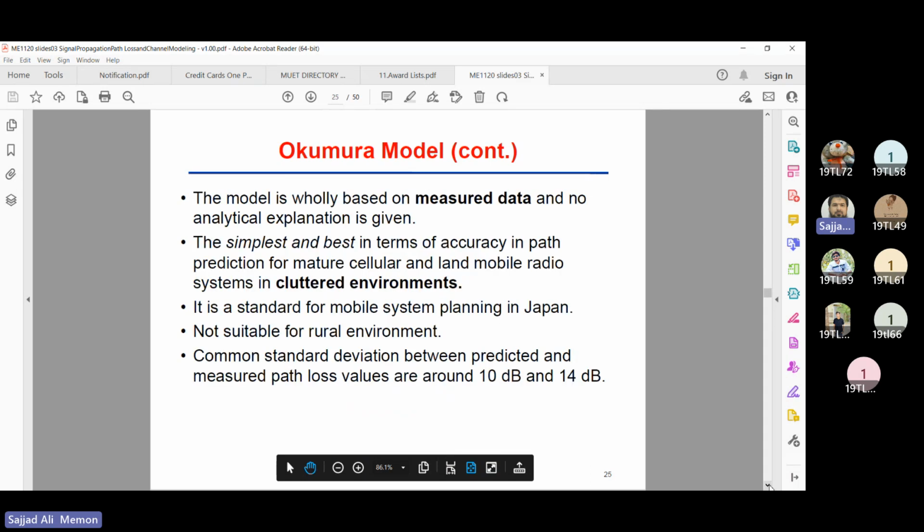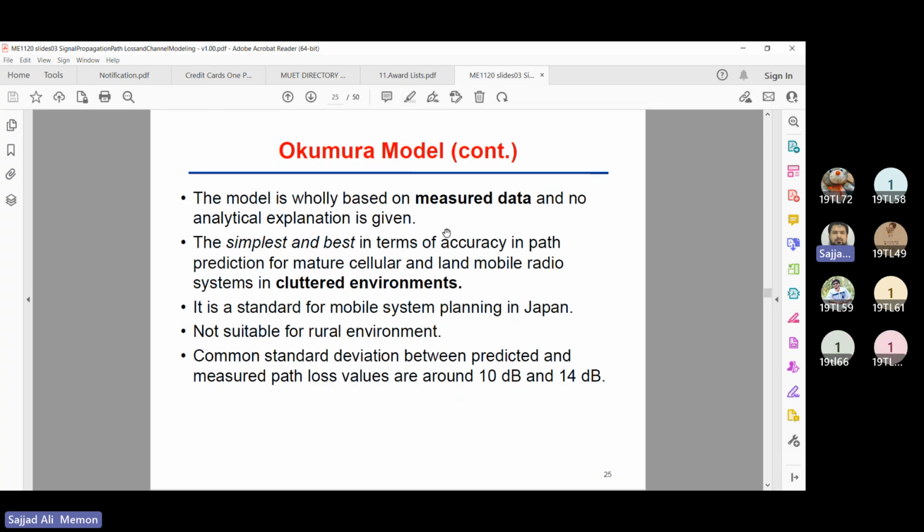So the model is wholly based on measured data and no analytical explanation is given. The simplest and best in terms of accuracy in path prediction for mature cellular and land mobile radio systems in cluttered environments. It is standard for mobile system planning in Japan, not suitable for rural environments. Common standard deviation between predicted and measured path loss values are around 10 dB and 14 dB.